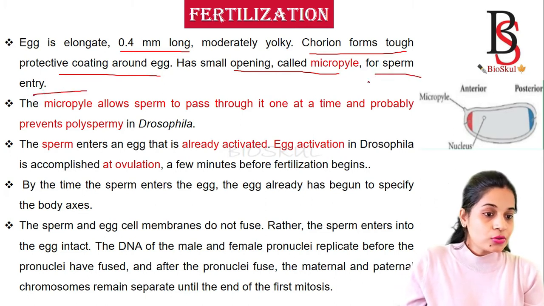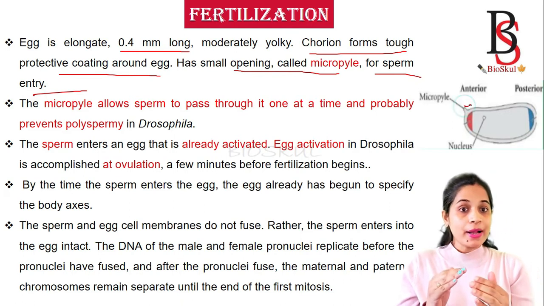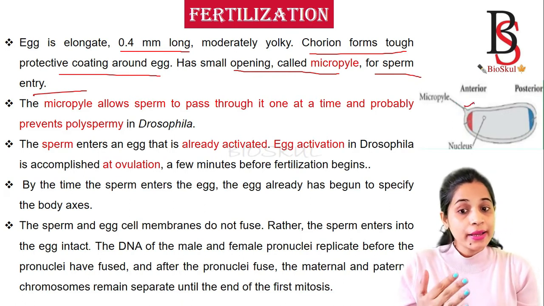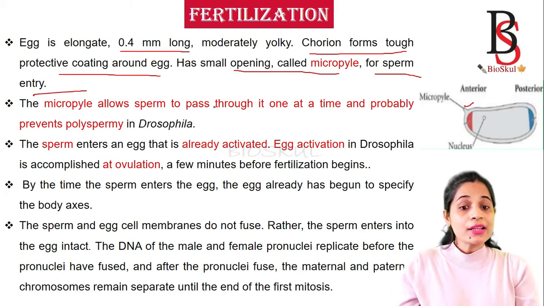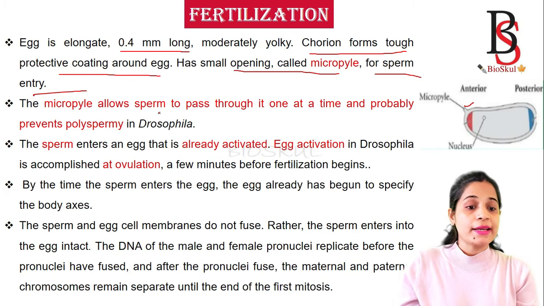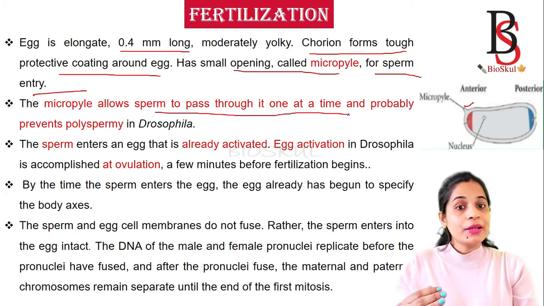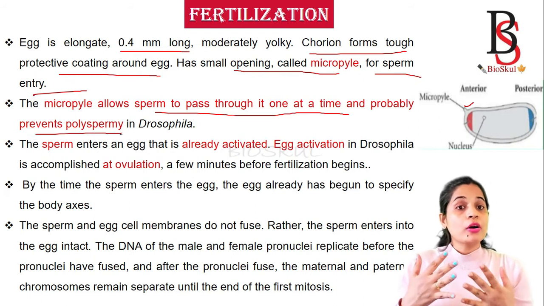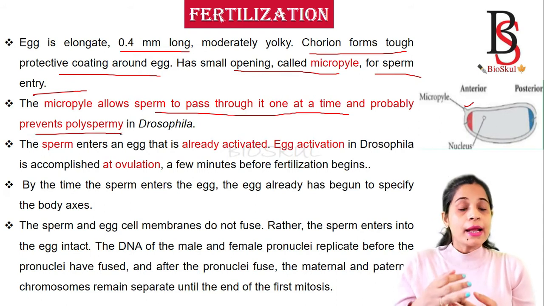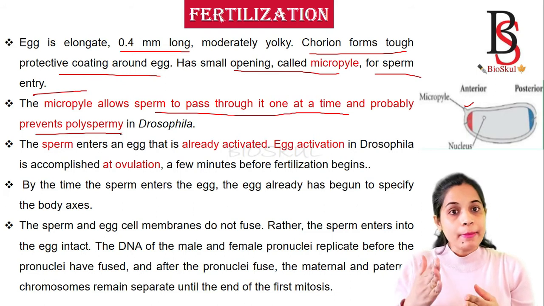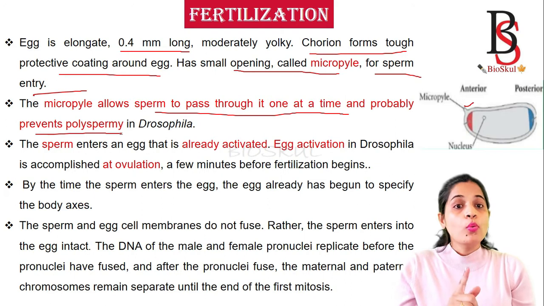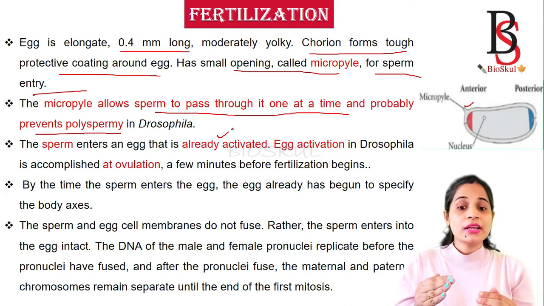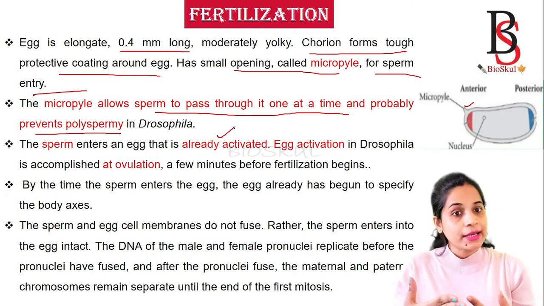So this one is known as the micropyle, and through the micropyle the sperm enter into the egg. Another role of the micropyle is that it allows only one sperm to pass through it at a time. That prevents polyspermy. In Drosophila, there is no fast block or slow block of polyspermy, and polyspermy is prevented by the micropyle as it allows the sperm to pass through one at a time. The sperm that enters the egg finds it already activated.